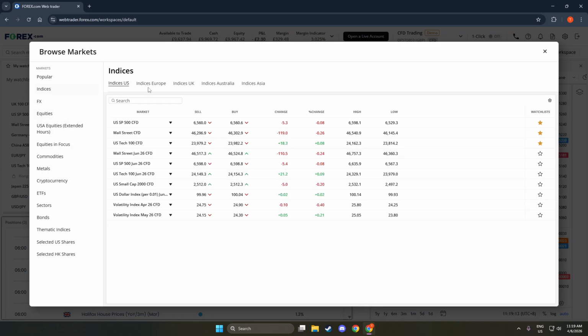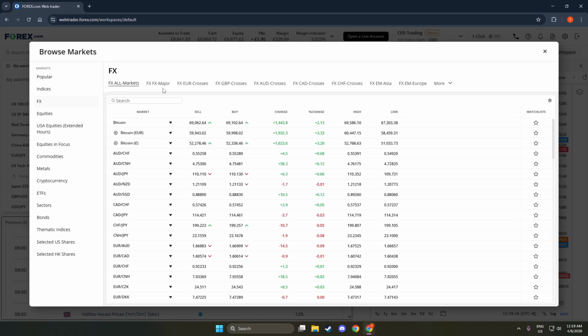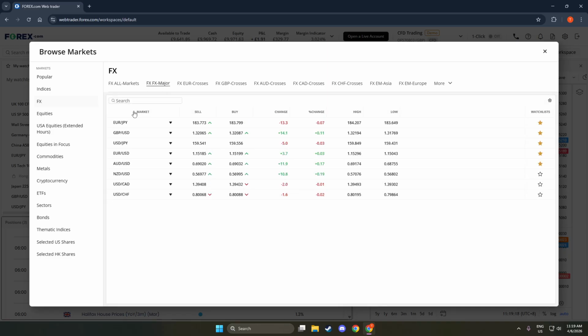Popular examples include EUR-USD, GBP-USD, and USD-JPY. These are called major pairs, and they typically have tighter spreads and plenty of liquidity, which can make them a good place to start. Click the pair you're interested in to open its chart.